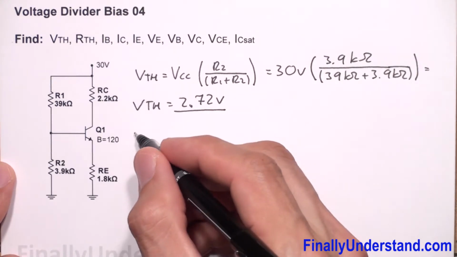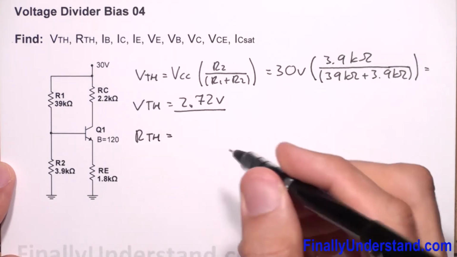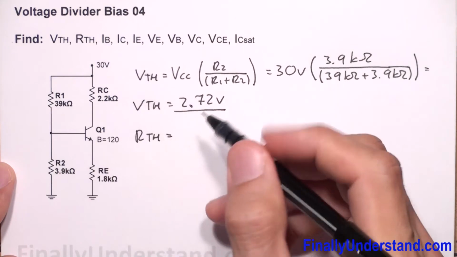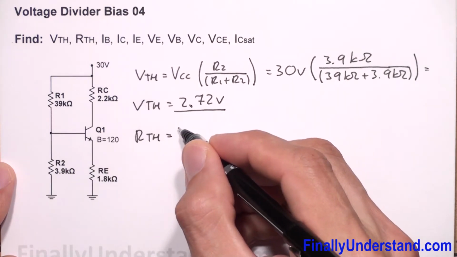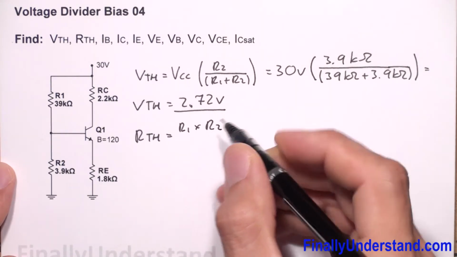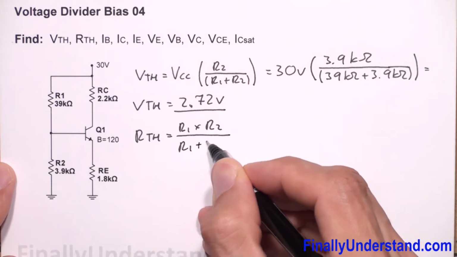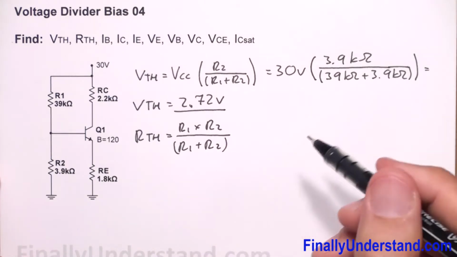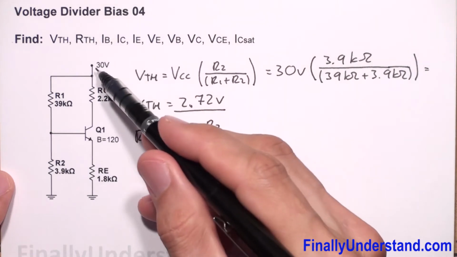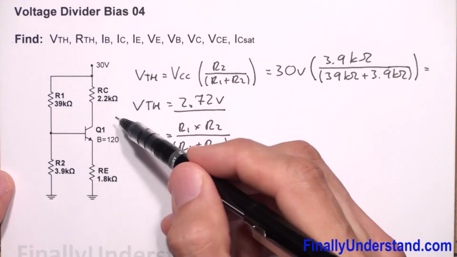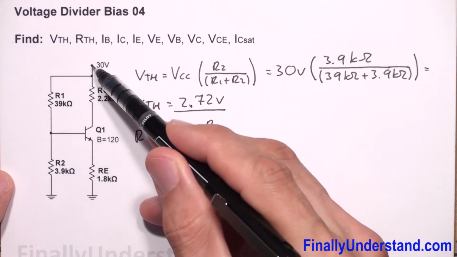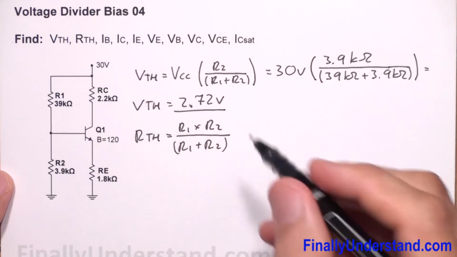Next we're supposed to find RTH. RTH is simply the combination of these two resistors that are in parallel. So RTH is equal to R1 times R2 over R1 plus R2. Someone is going to ask why they are in parallel. When you do the analysis, you have to connect your VCC to the ground, and you will find that resistor R2 is in parallel with R1 if you connect this terminal to the ground. So that's why they're in parallel.